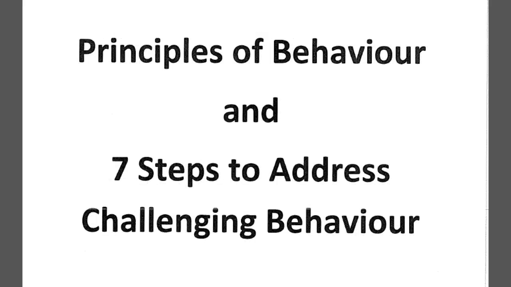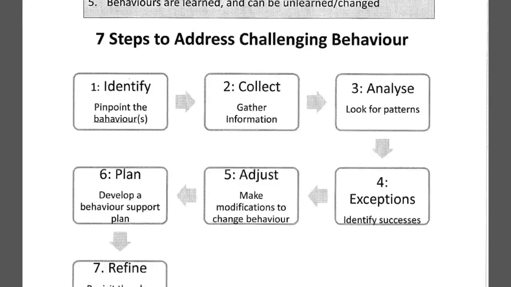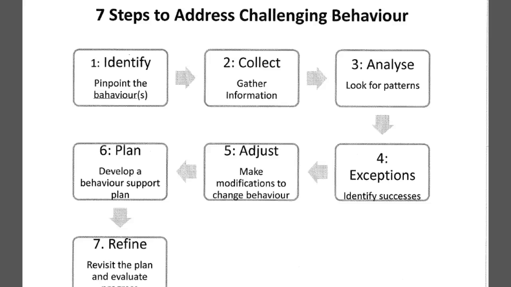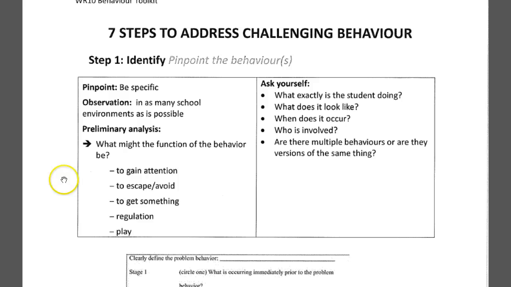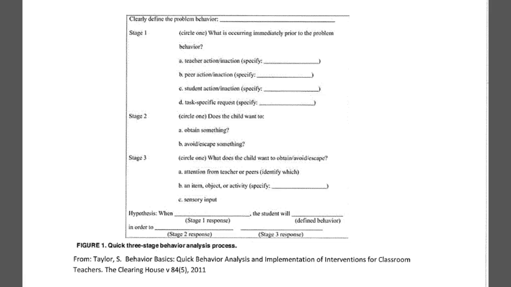Principles of Behavior and 7 Steps to Address Challenging Behavior is a nice overview of the 7 steps within the Behavioral Toolkit. So in our workshop we covered the first 5 steps, and at a later date we will be continuing on with steps 6 and 7. The document provides specific information about each step, for example its title, details, some questions to ask, and also a reference document which we can fill out. So that's for each of the steps.